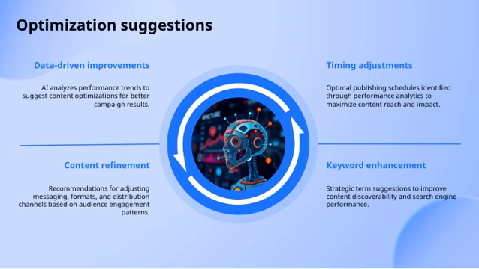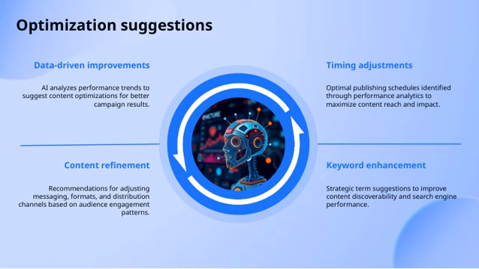Then we have timing adjustments. Using performance analytics, we can identify the best times to publish our content. This helps us maximize reach and impact, ensuring our message hits the right audience at the right moment.